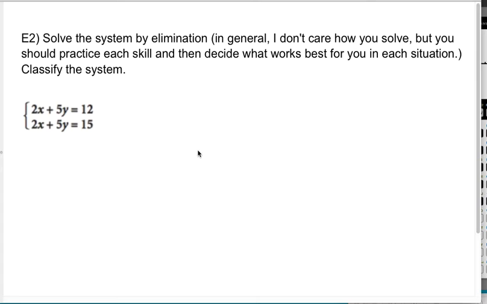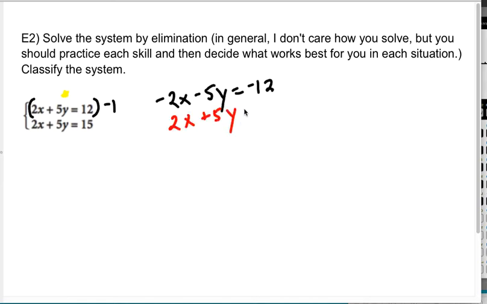All right, so first glance, the first thing you might notice is, hey, that's weird. Not only is it lined up, but these equations look a lot alike, right? So I'm going to go ahead and pick my target variable to be my y. So I'm going to multiply by a -1 on top to make this a -2x, my bad, sorry. -2x minus 5y equals -12. And on the bottom, I have the original 2x plus 5y equals 15.